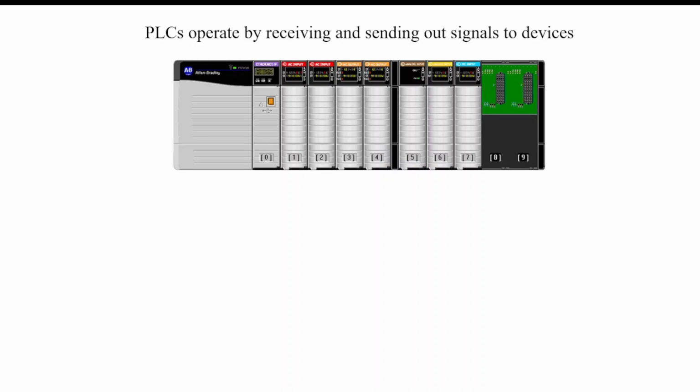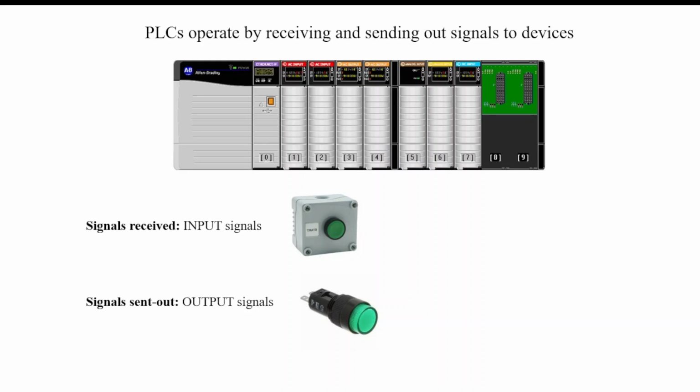Now, PLCs operate by receiving and sending out signals to devices. Signals that are received, so brought back to the PLC, are known as input signals. Signals that are sent out from the PLC are referred to as output signals. So input signals are usually going to be pilot devices or things like push buttons, limit switches, contacts of a relay. Output signals are usually going to be relegated to very small loads like little lights. That's what this would be, a little pilot light, or maybe the coil of a relay.